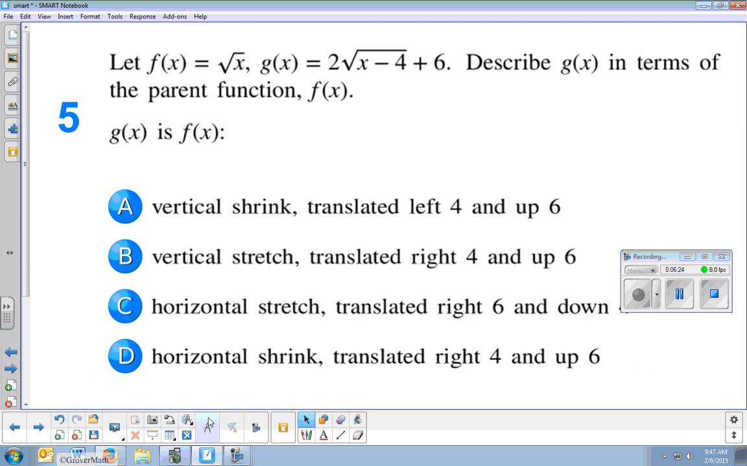Let's do one more quick one for you. The 2 in the front is a stretch, vertical stretch, not shrink. It's going to make it narrower. The minus inside is to the right 4, and the plus outside is up 6. So that's it. All right, so that's really it, just remembering the properties, and we'll practice this stuff in class.